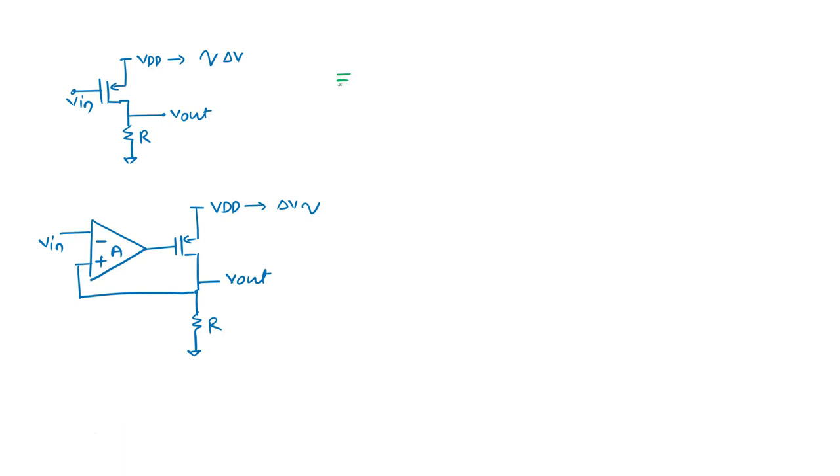So let us consider this first. I am applying a del V signal here, and the input is shorted. This is my del V out. I can write del V as del VSS, or the supply del VDD, or simply a V network. Anything I can write.